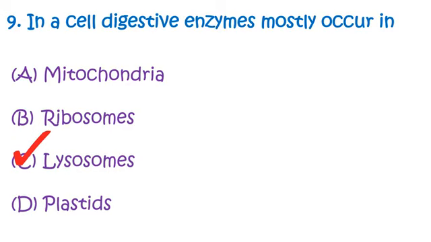or the sulfates. The mitochondria is also known as the powerhouse of the cell, and it helps in the formation of energy in the form of ATP. The ribosome help in the synthesis of the protein, and the plastids have chlorophyll which help in the photosynthesis. So here the correct option is lysosomes.